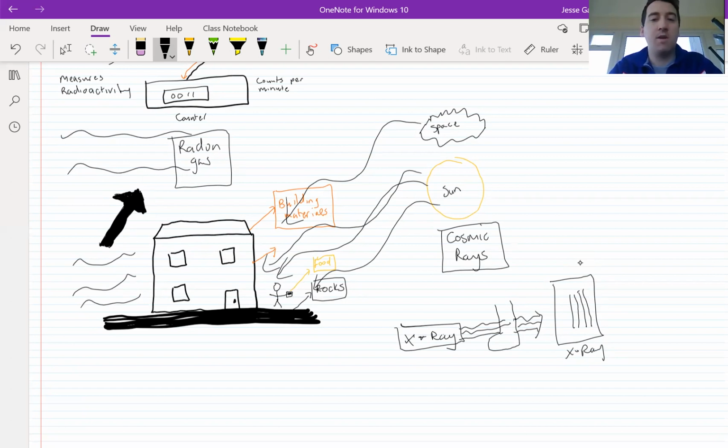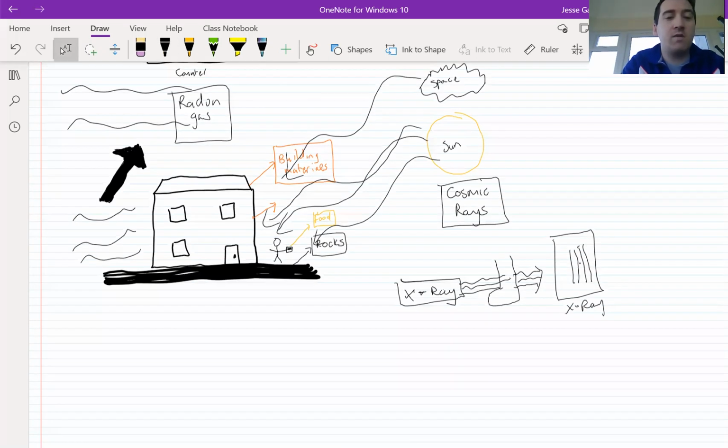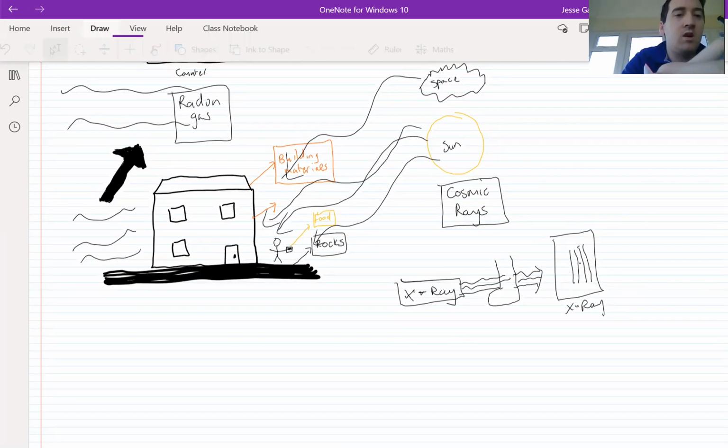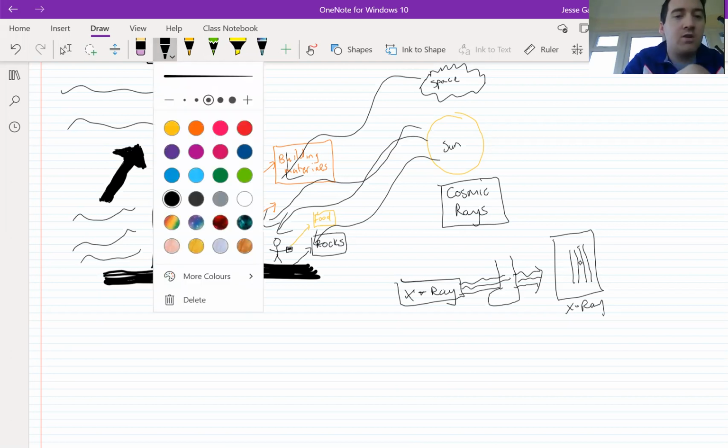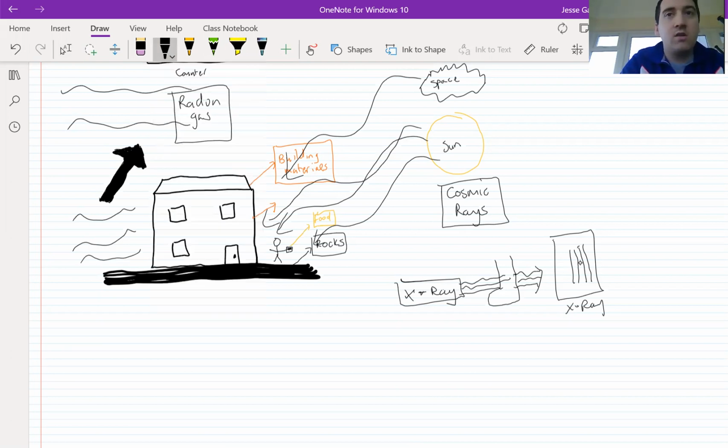All this hospital equipment, building materials, food, rocks, the space and the sun, and radon gas. All of these create something that we call background radiation. So background radiation is radiation that occurs at a low level, and we don't consider it to be a threat.